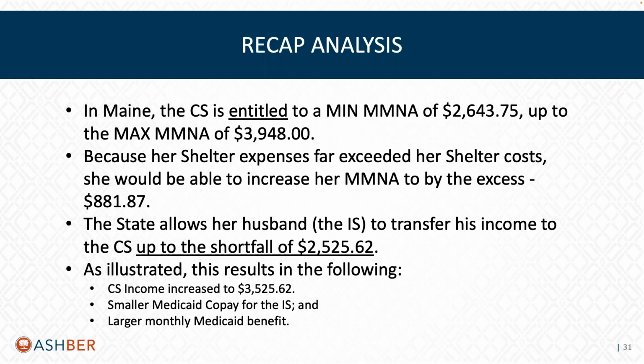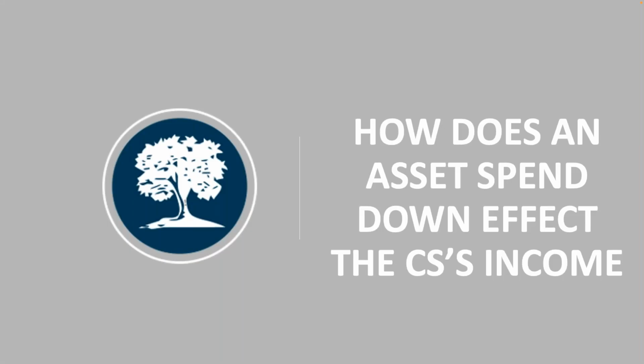So right now we're going to go into our fourth case example here, and this one's probably going to be the most complex. How does an asset spend down affect the community spouse's income?